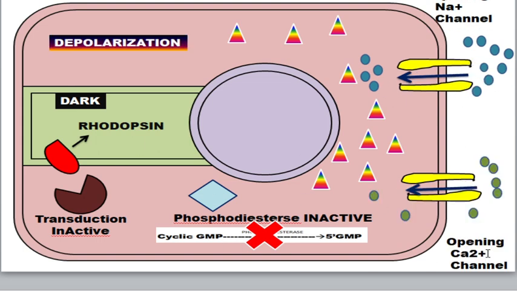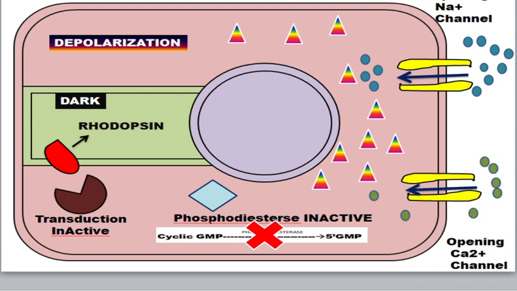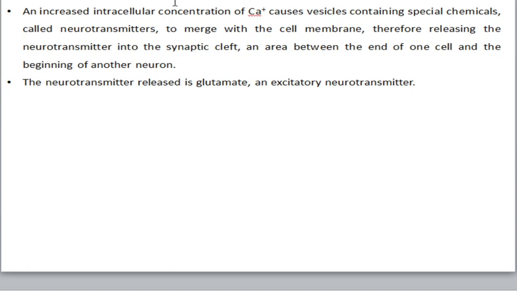So what is happening here is that in the dark, more sodium ions will enter the cell. The cell will be in a depolarization stage, and this will also open the voltage gated calcium channel, friends. The depolarization of the cell membrane will open up the voltage gated calcium channel. As a result, an increase in the intracellular concentration of calcium will occur. This calcium will cause the vesicles, which contain the special chemical, that is the neurotransmitter, to merge into the cell membrane of the rods, and it will release the neurotransmitter into the synaptic cleft.